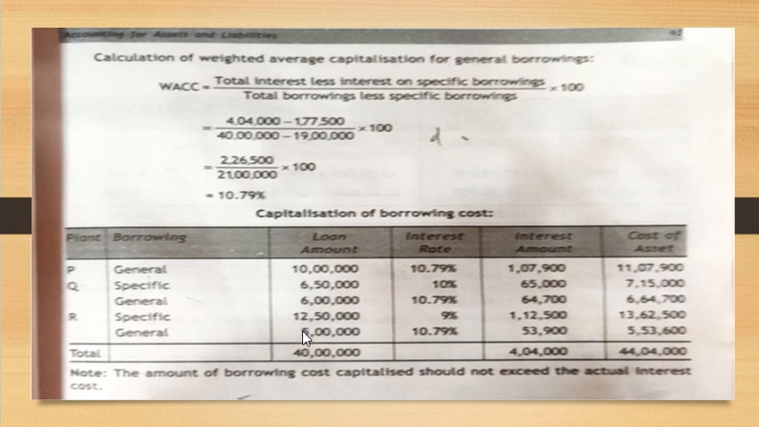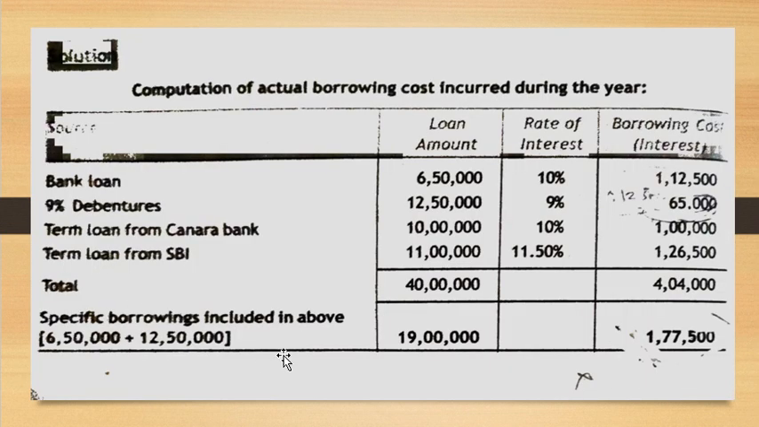Again, when you look into the general borrowings, 5 lakh into 10.79 percent, you will get 53,950. So when you add up 64,740 plus 53,950, the total interest will increase by 90, so it will be 4,04,090 rupees. Here we are not taking the extra amount. We have taken 4,04,000 because the previous sheet shows the actual interest amount or borrowing cost will be 4,04,000.